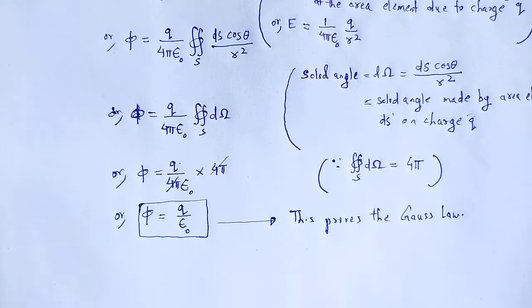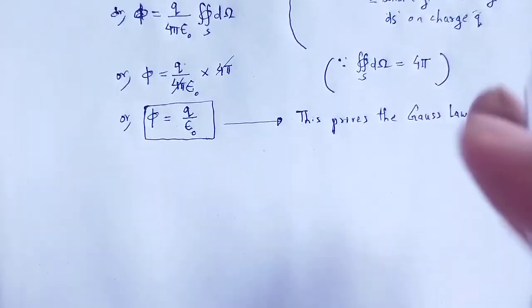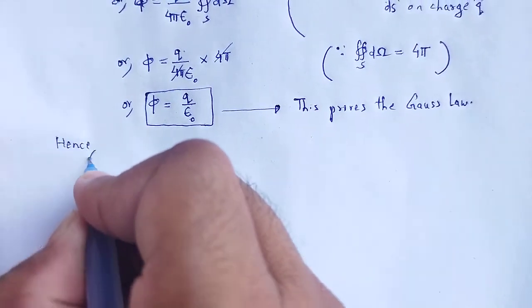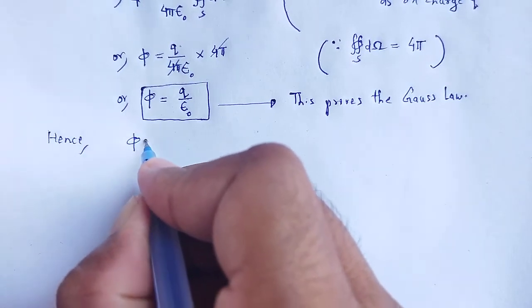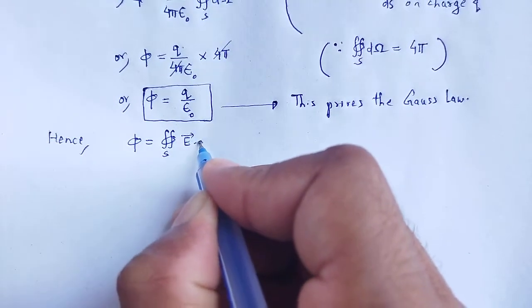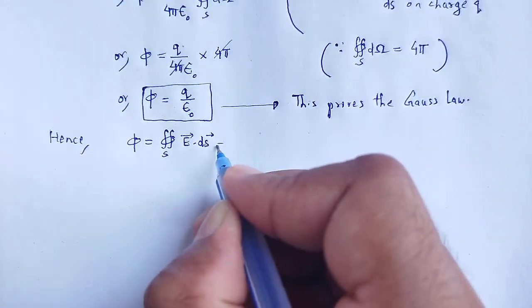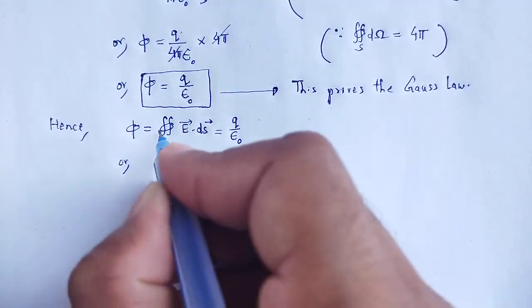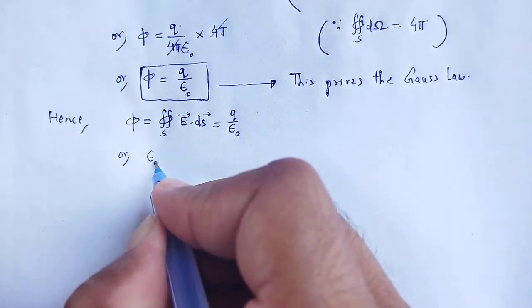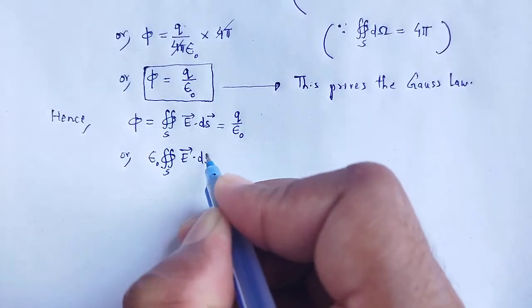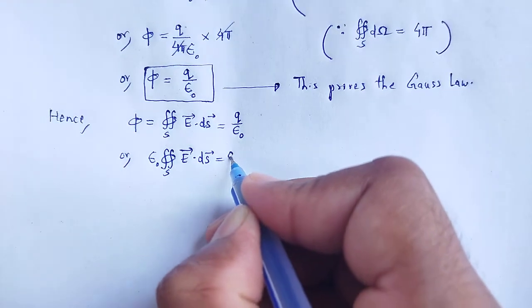Now Gauss law can be written in terms of electric flux density. Hence phi, that is the total flux, is the closed surface integration over E dot ds, and according to Gauss law that is q by epsilon naught. Epsilon naught is multiplied here, so epsilon naught times the closed surface integration over s of E dot ds is equal to q.